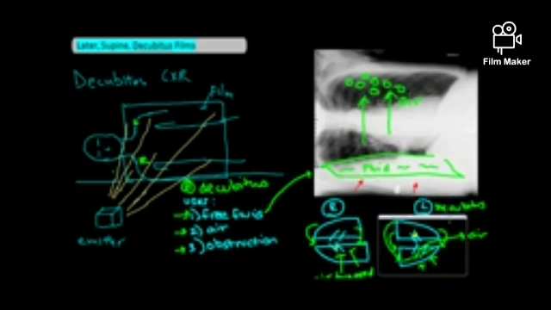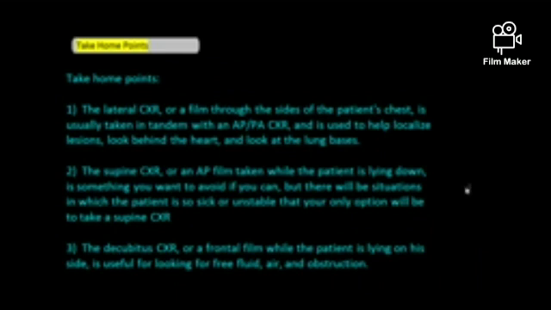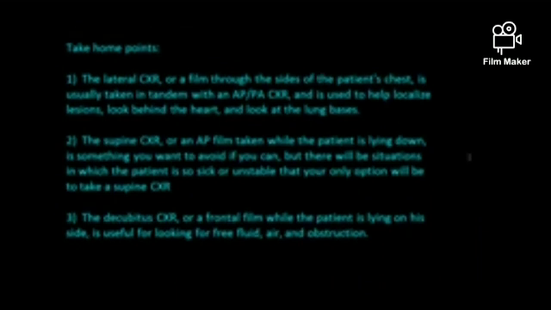And so here are our take-home points. Number one, the lateral chest X-ray, or a film through the sides of a patient's chest, is usually taken in tandem with an AP or PA chest X-ray, and is used to help localize lesions, look behind the heart, and look at the lung bases. The supine chest X-ray, or an AP film taken when a patient is lying down, is something you want to avoid if you can, but there will be situations in which the patient is so sick or unstable that your only option will be to take a supine chest X-ray. And finally, the decubitus chest X-ray, or a frontal film while the patient is lying on his side, is useful for looking for free fluid, air, and obstruction.